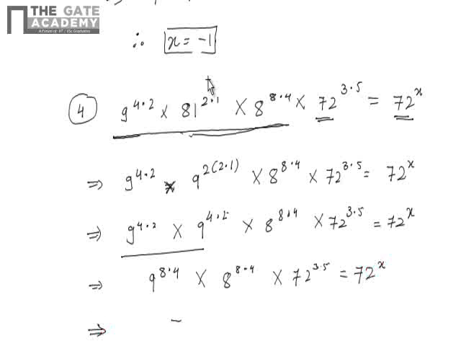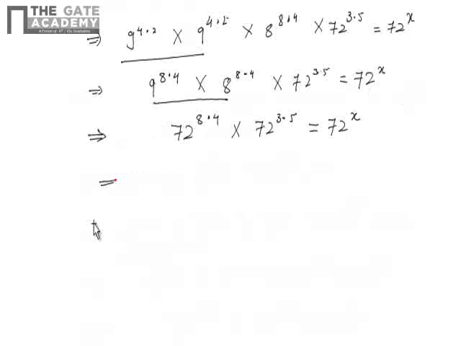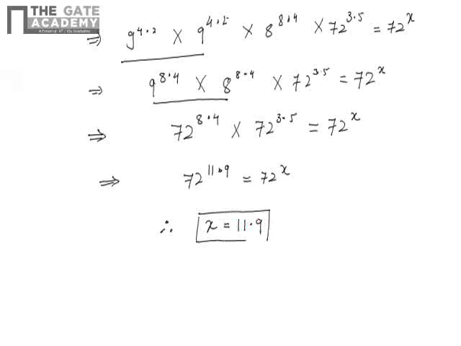Now it is 72 raised to 8.4 into 72 raised to 3.5 equals 72 raised to x. Here I have multiplied the bases since the power is same. Now you'll get 72 raised to 11.9 is equal to 72 raised to x. Therefore x is equal to 11.9. This is my final answer.